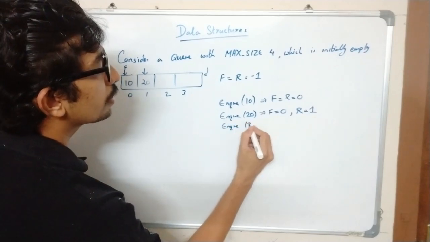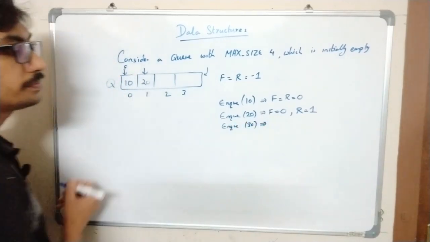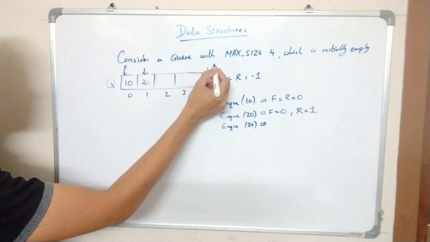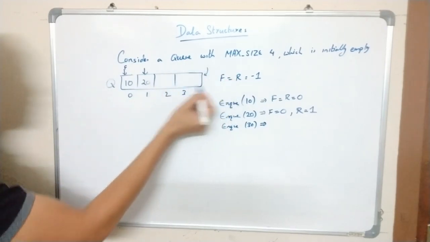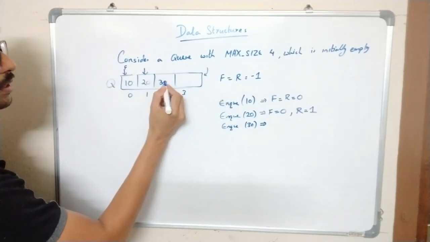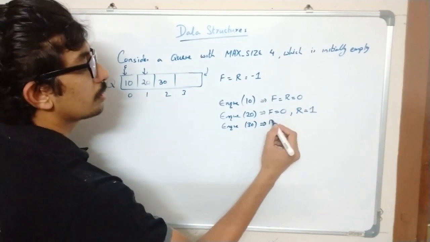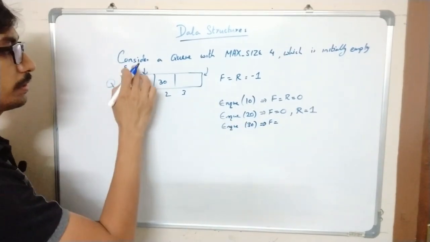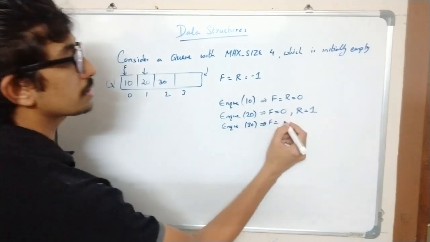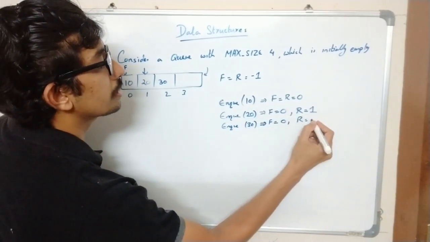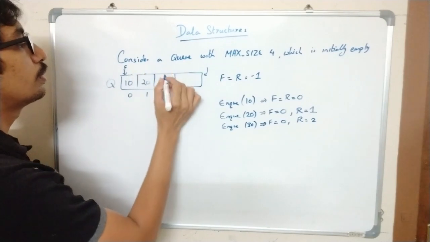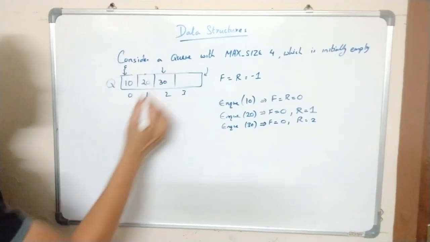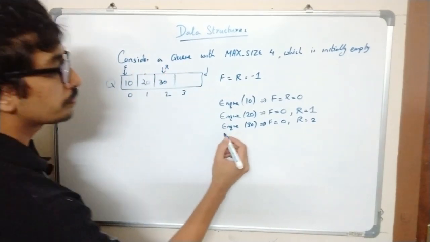So next, NQ of 30. What will happen? Again, the new element 30 will be inserted through the rear end. It will be going to stand behind 20. So front, there is no change. Front is still pointing at 0. It is still pointing at 10, which is at index position 0. Rear will be incremented by 1, which means rear will be pointing to this position.